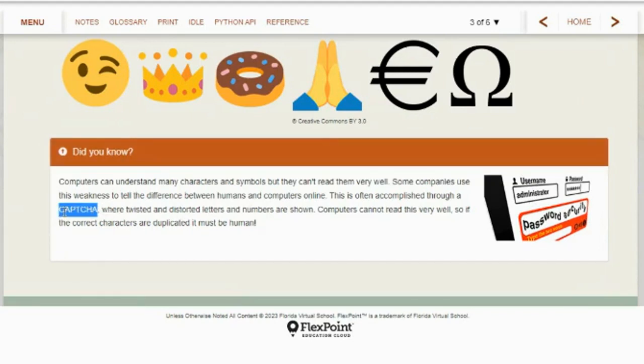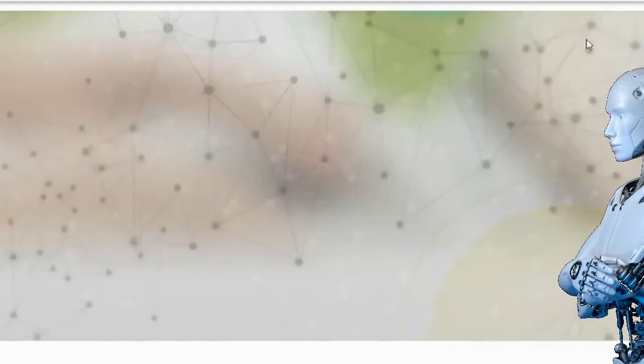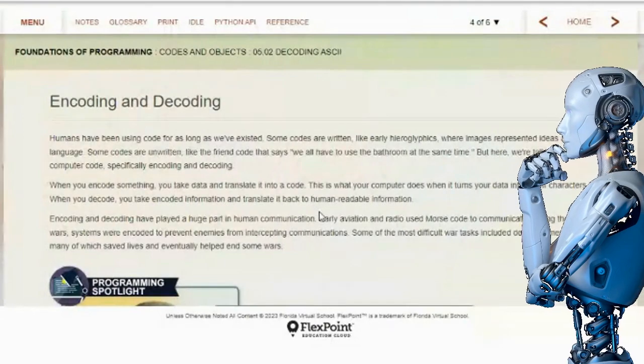CAPTCHA. That's where it has twisted and distorted letters. So computers can't read that to fill that blank in. They struggle with that. So that's how they tell it's a human person using the website and not some computer bot that is filling out information. Right. So that's why they use these little things here, because computers can't read very well. They can interpret all day long, but it doesn't mean they can read what they're interpreting. At least not yet.